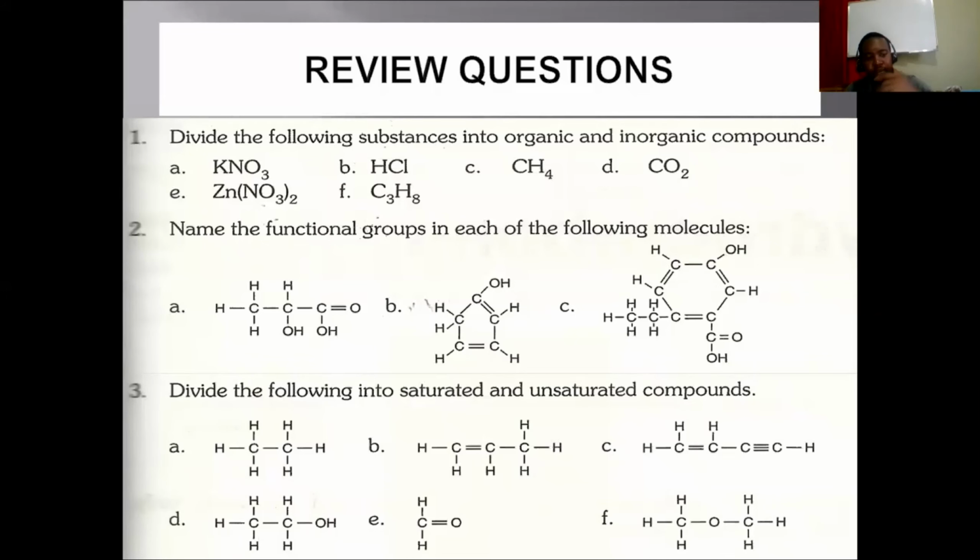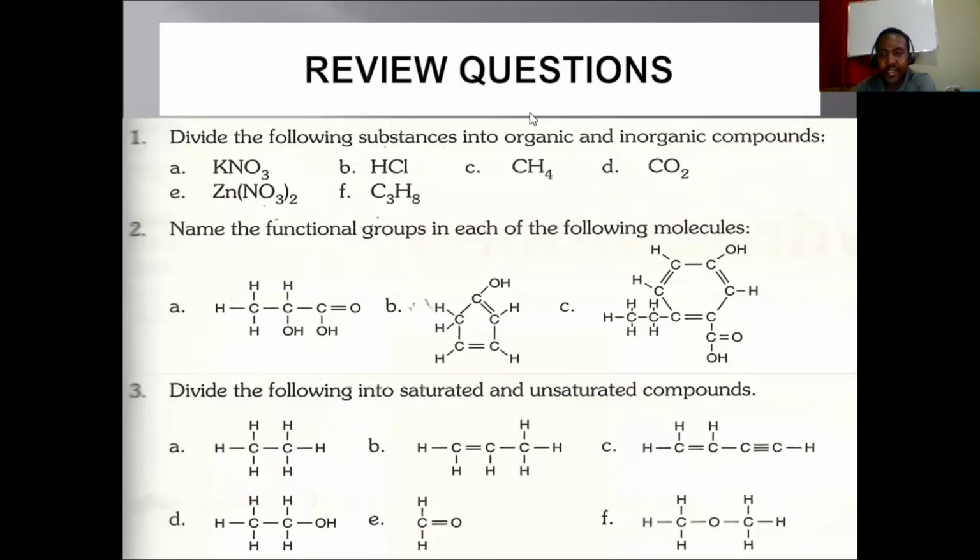All right, the last question is to divide which are saturated and which are unsaturated compounds. A would be saturated. B, unsaturated. Yes, that's correct. And C is unsaturated. D would be, any answers for D? Unsaturated.